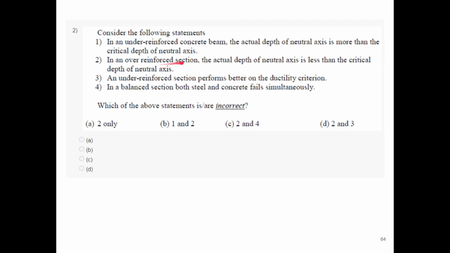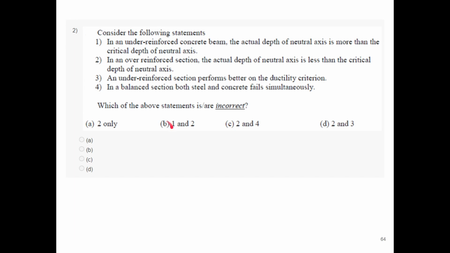Okay, so in an over-reinforced section, the depth of neutral axis is more than the critical depth. So 2 is incorrect. Out of all the four options, one will be correct. In an under-reinforced concrete beam, the actual depth of neutral axis is more than the critical depth of neutral axis. So this is also incorrect. In an under-reinforced concrete beam, the actual depth of neutral axis is less than the critical depth of neutral axis. So 1 is also incorrect.